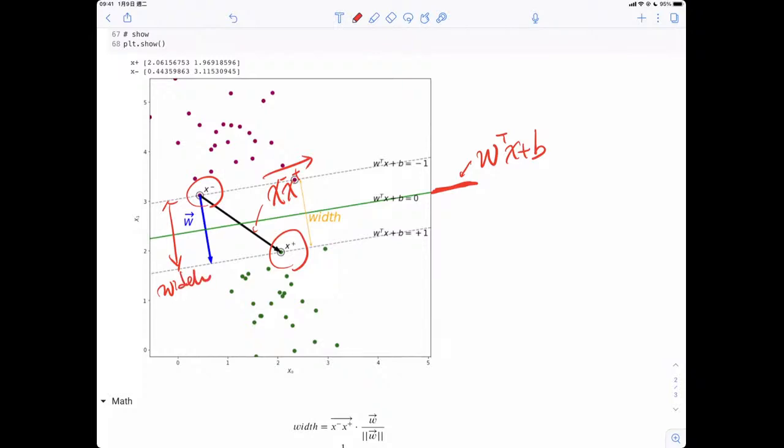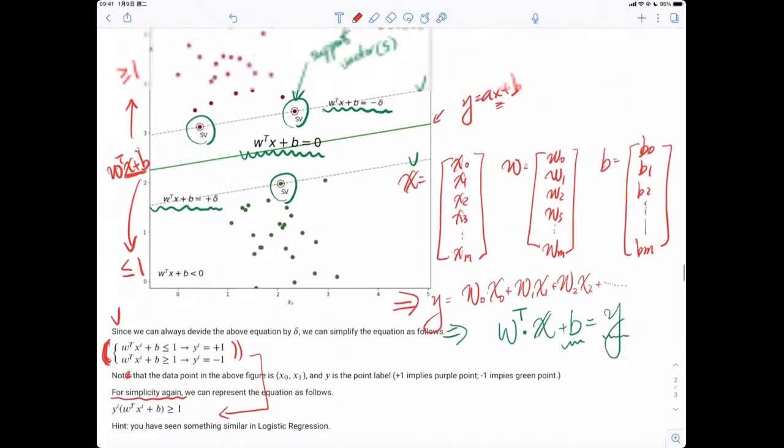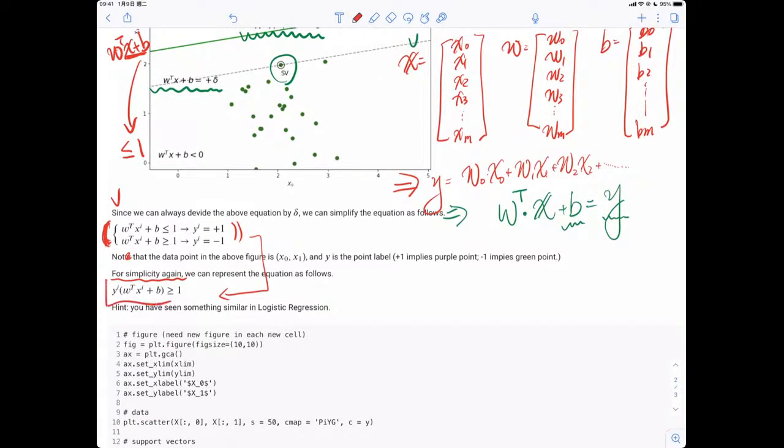We'd like to maximize this width by adjusting W and B. How can we find W and B to create a line? And this line can have a maximum width. 就是它就变成一个最小化的问题。And don't forget this one.